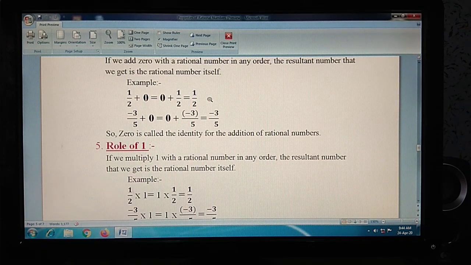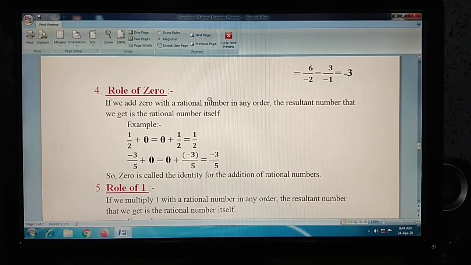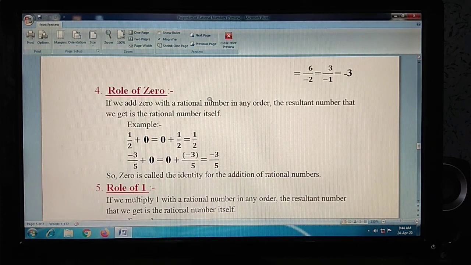Hello everyone. In the last class we discussed the three different properties of rational numbers, that is the closure property, the commutative property and the associative property. Today we'll be discussing further on it. So the next is the role of 0.